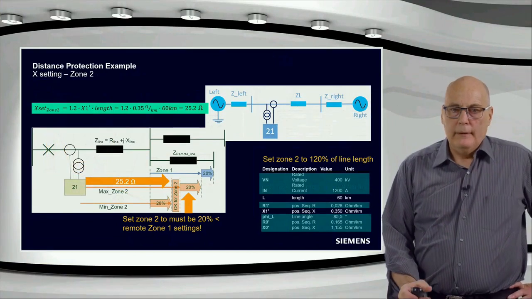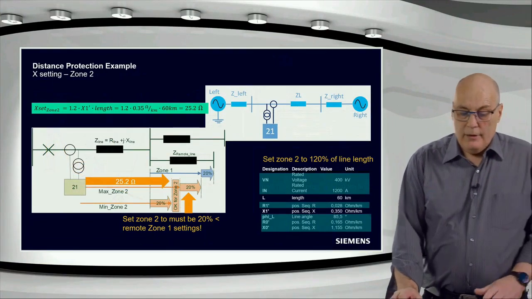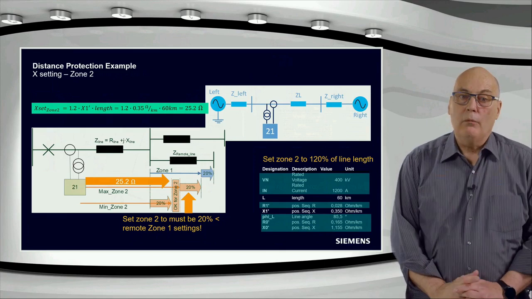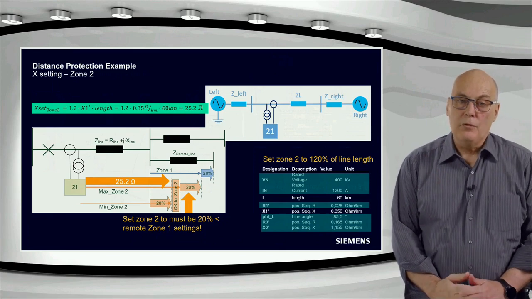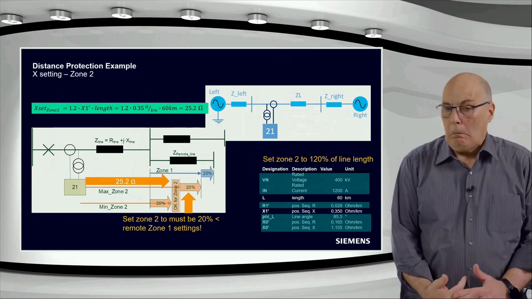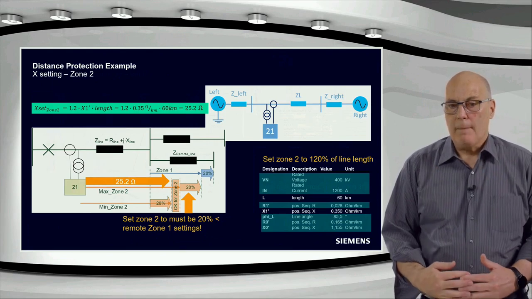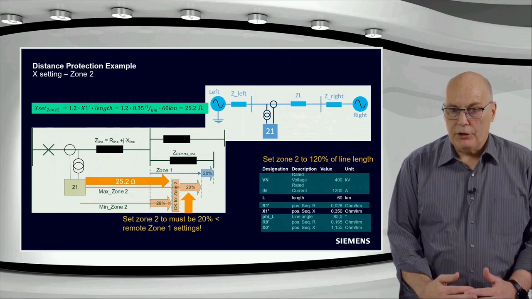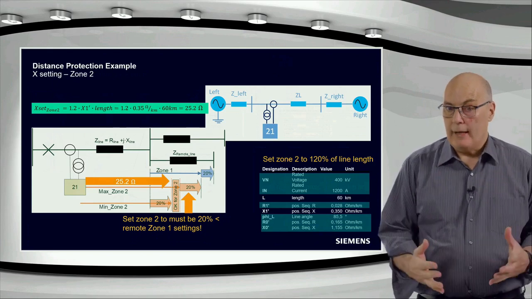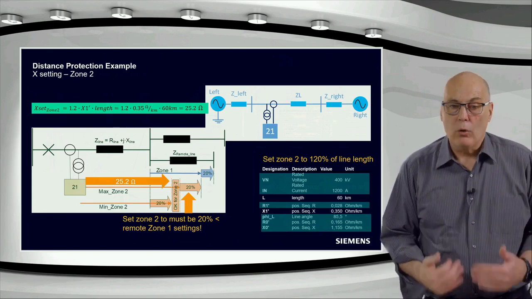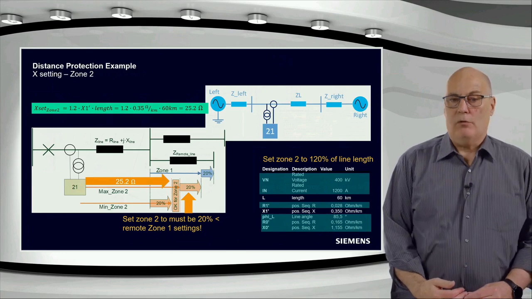All right. That's the end of the zone 1. Let's now look at the zone 2. The zone 2 setting has got a different requirement. Remember, the zone 2 is our overreaching zone, and the definition in the name says overreaching. It may not fail to see an internal fault.